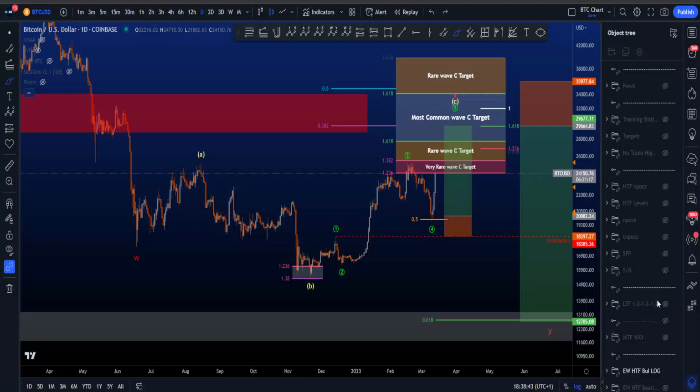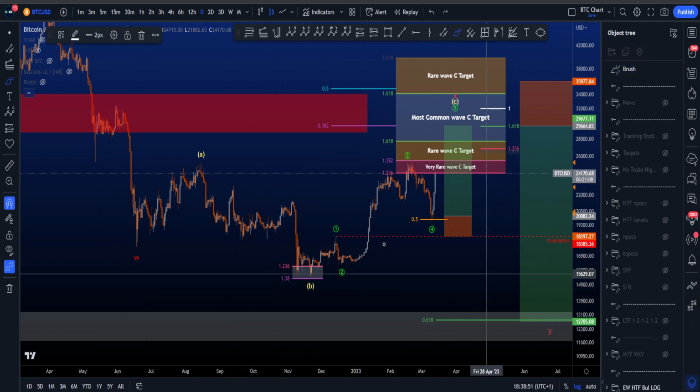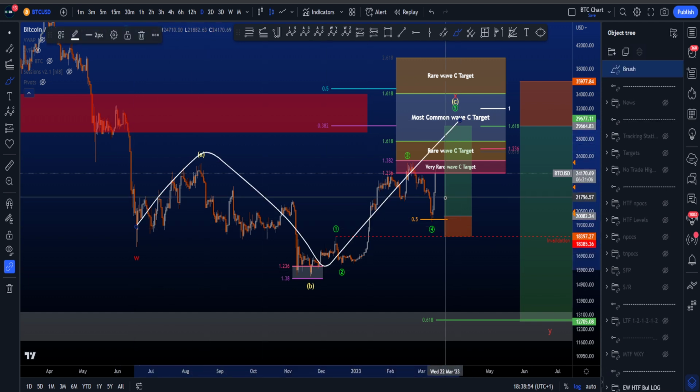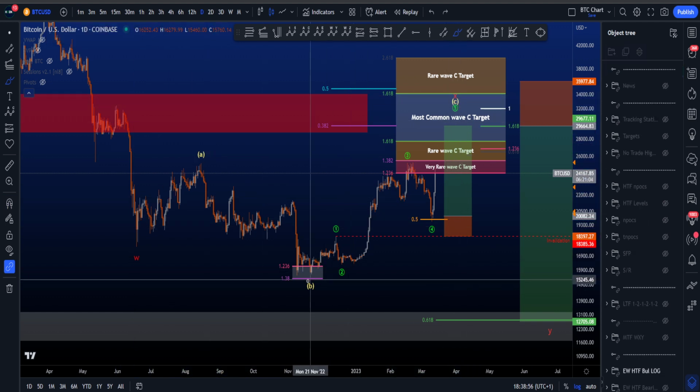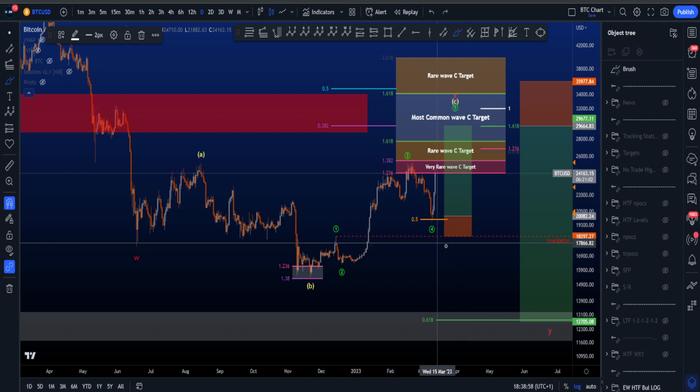Hi everyone, as the pump continues, I will show you my preferred scenario on the high time frame, the medium time frame, and the low time frame. So on the high time frame, we're looking for this WXY with inside the X an ABC expanding flat, and then inside the yellow C a 1, 2, 3, 4, 5 wave move.